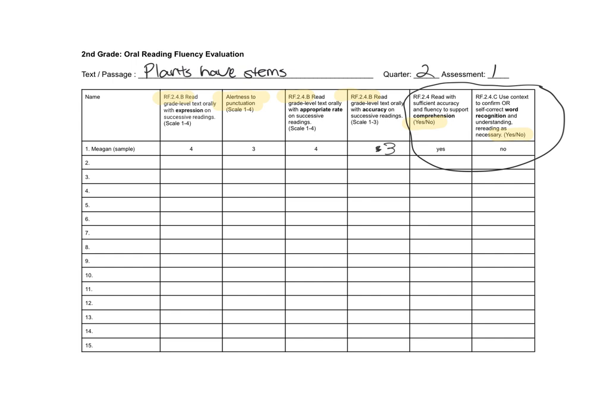So let's look again at what those scales are. So for this column, it is a 1 through 4 score.